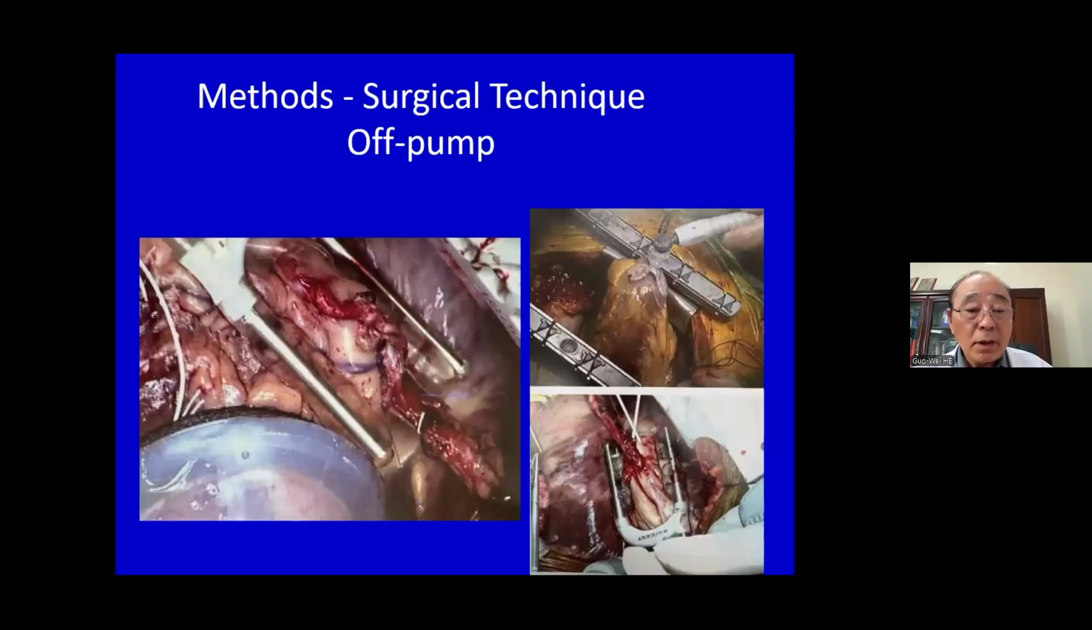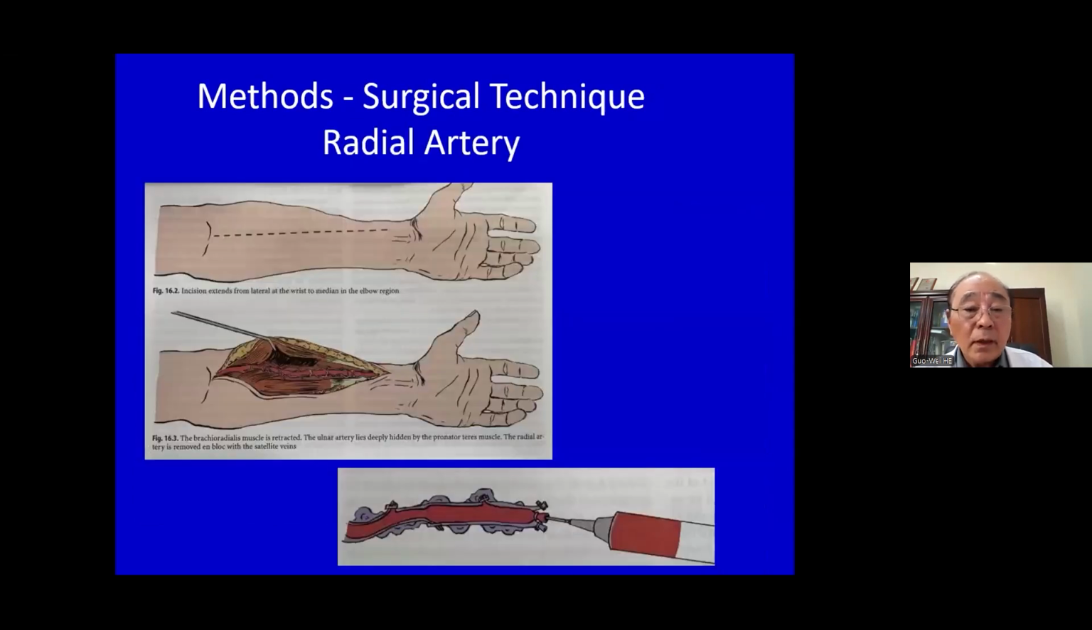Now here are some pictures to show you the off-pump surgery technique, as usual, performed everywhere in the world. Sometimes we use radial arteries from the non-dominant arm. Here are the antispastic solutions to treat or prevent spasm of the radial artery.